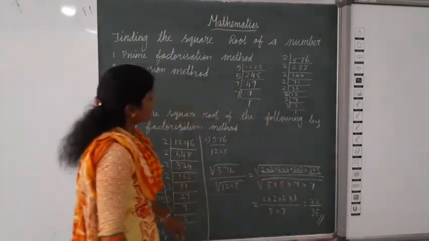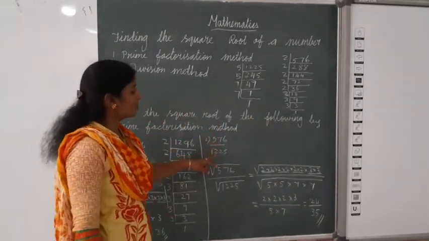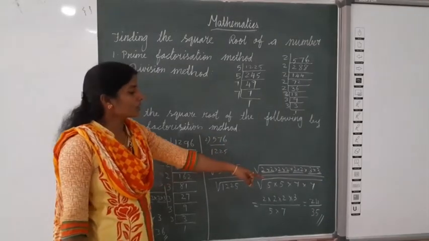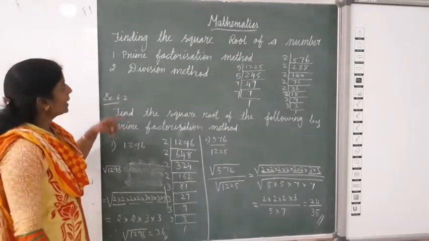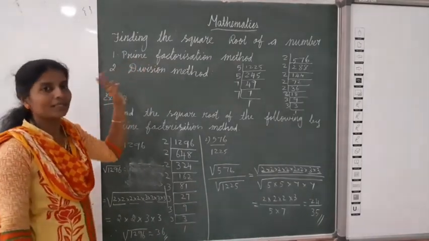24 by 35 is the answer. What is the square root value of 576 by 1225? 24 divided by 35 is the answer. Clear about this prime factorization method? First we have learned the prime factorization method, isn't it?